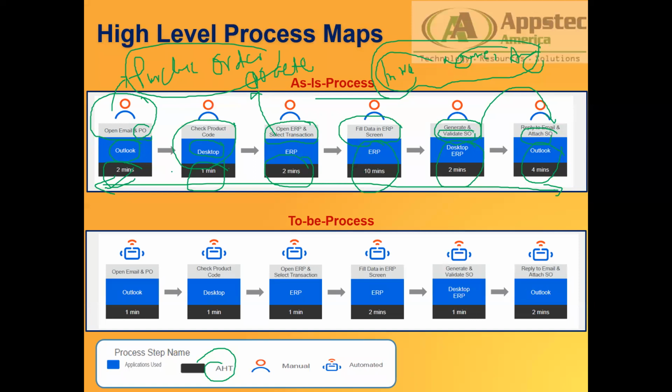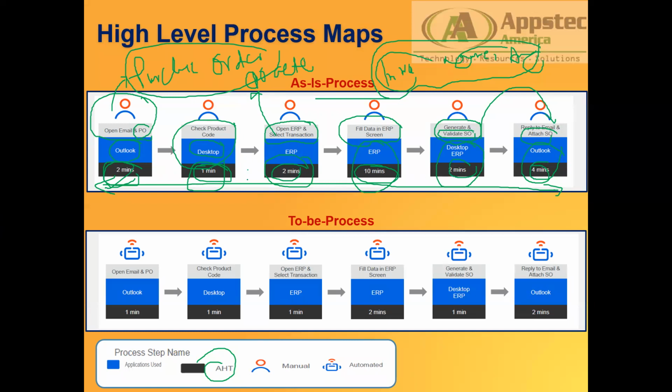Right? So how much time am I taking? 2 plus 1, 3 minutes, 3 plus 2, 5 minutes, 5 plus 10, 15 minutes, 15 plus 2, 17 minutes, and then 17 plus 4, almost 21 minutes is my AHT for one single process or invoice. Now, if I am receiving 100 invoices, 21 minutes multiplied by 100 is my total duration, right?